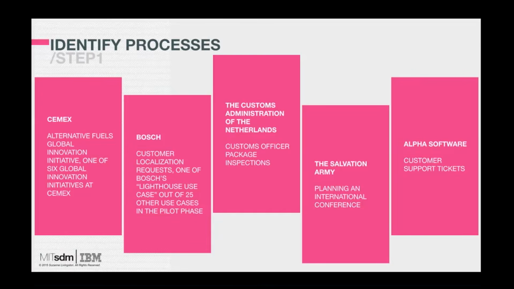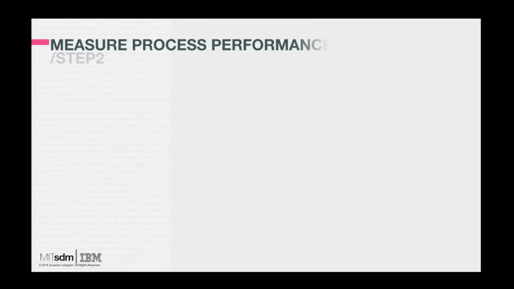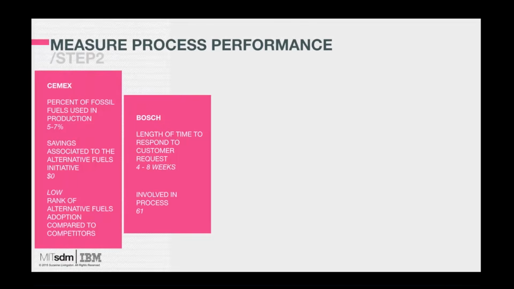For the Customs Administration of the Netherlands, it was how customs officers conduct package inspections. For the Salvation Army, it was planning an international conference. And for Alpha Software, it was customer support tickets and resolution of those customer support issues. So in step 1, they identified their process. In step 2, they measured that process's performance.